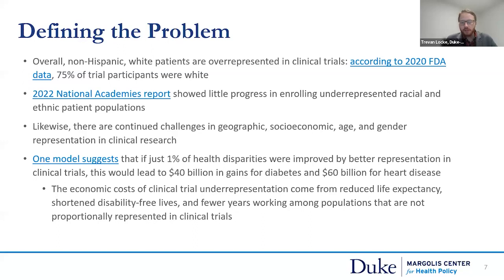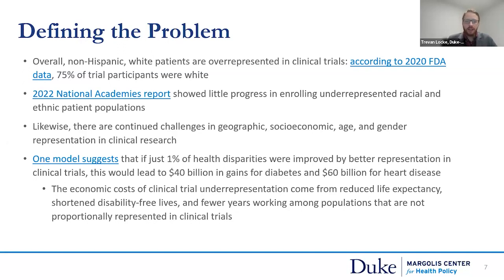The report from the National Academies last year showed little progress in most areas in enrolling underrepresented racial and ethnic patient populations. Likewise, there are continued challenges in terms of geography, socioeconomic status, age, gender, and other representation in clinical research in vital categories that are important for the efficient delivery of care and use of medical products.